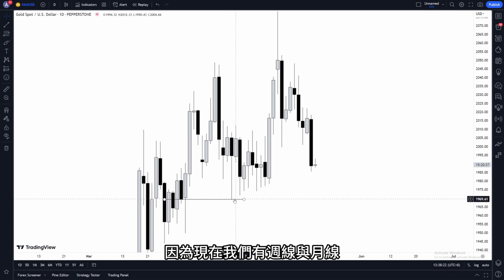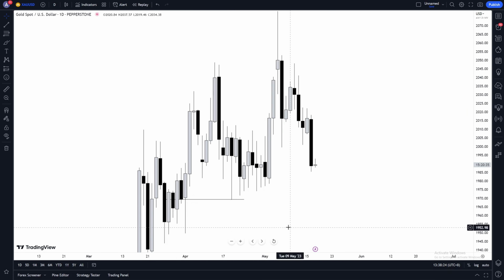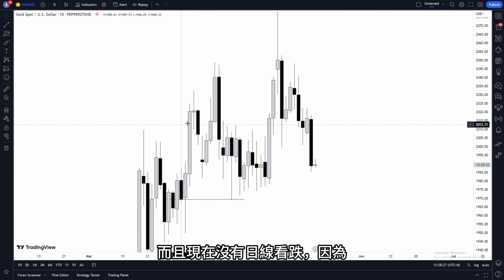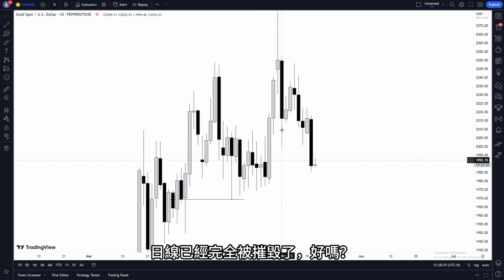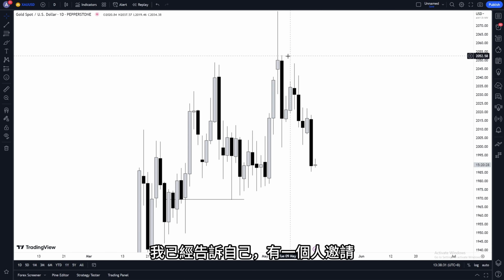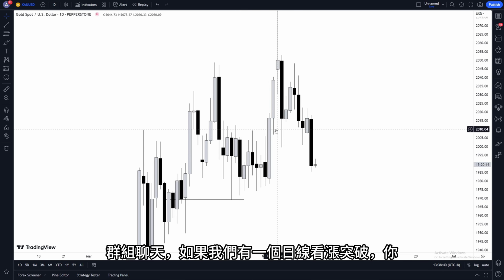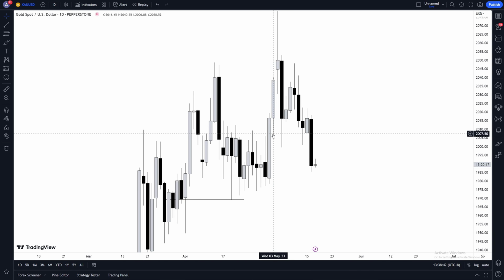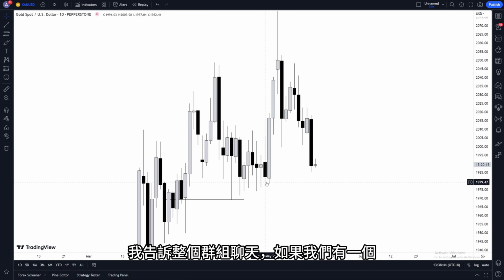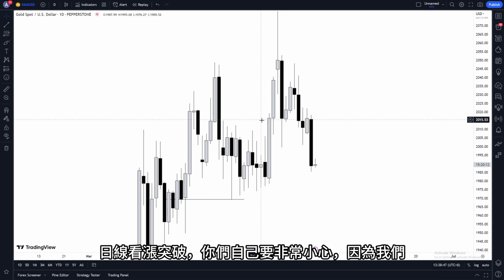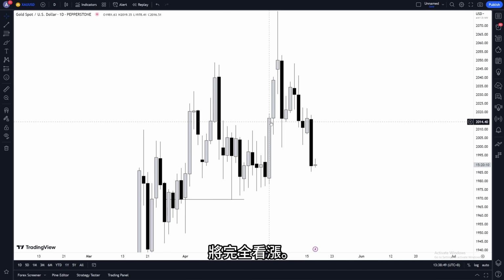Because now we have the weekly working together with the monthly, and there is no daily bearish right now because the dailies have been completely destroyed. I told myself already. There's a certain person that invited me to a group chat, and I told the entire group chat, if we have a daily bullish breakout, you know who you are, be very careful of your sells because we will be completely bullish. I warned everybody about that.